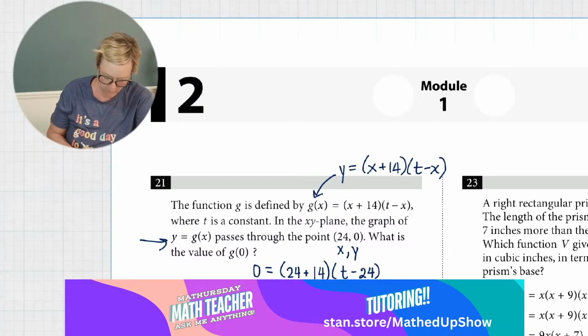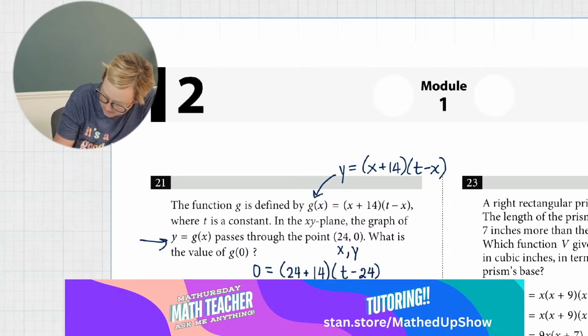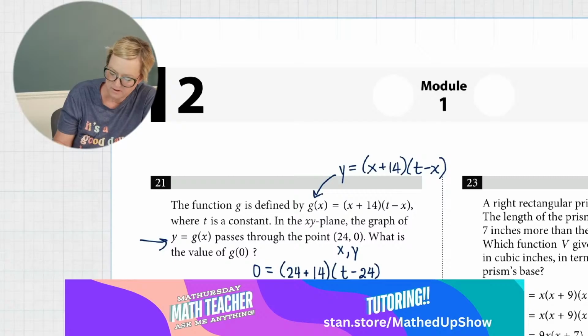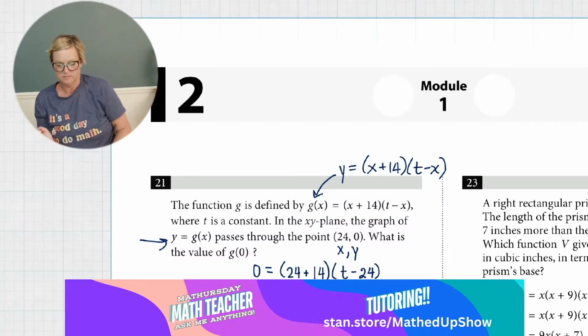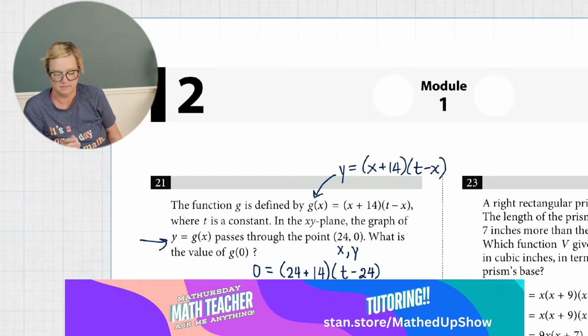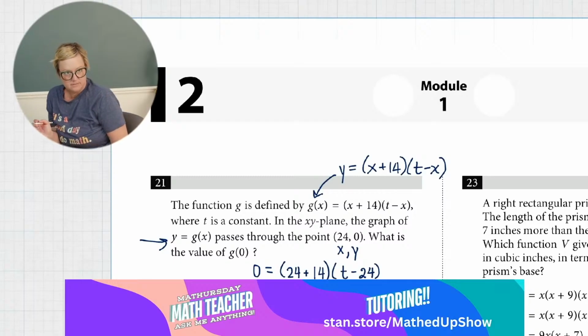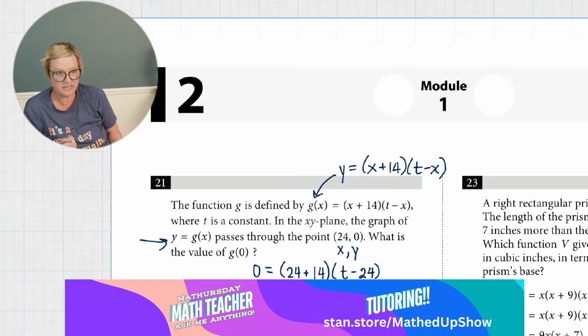So 24 plus 14 is 38 times t minus 24. Then I can divide both sides by 38 and I get 0 equals t minus 24, which means that t is 24. Okay, so t is 24.